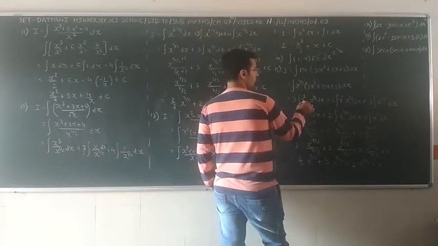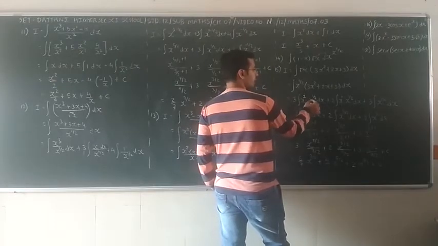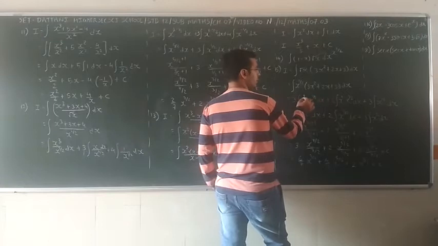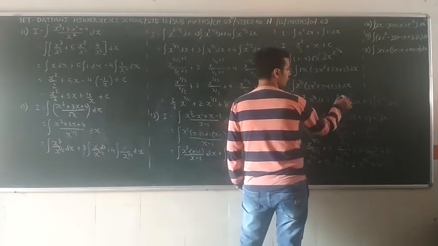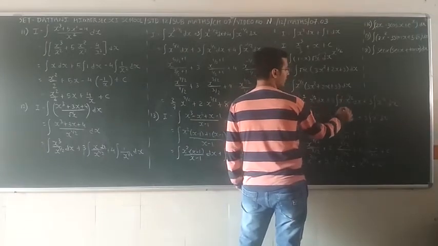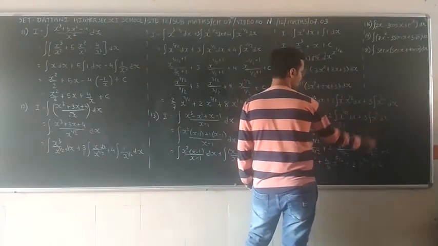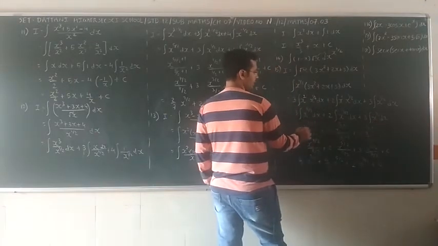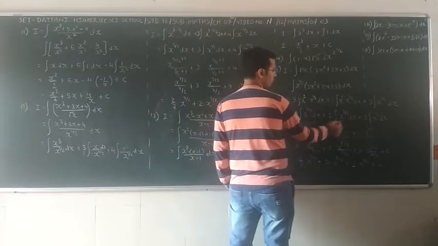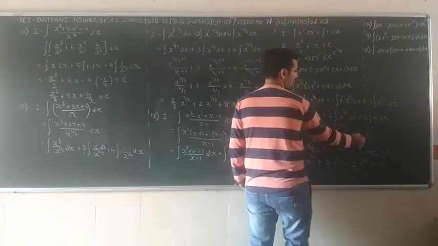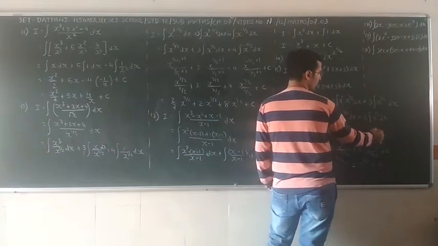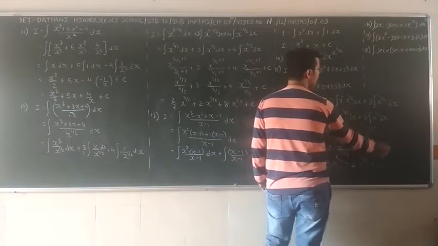3 as it is. The variables are the same in multiplication, so the exponents add: 2 plus 1 by 2, 2 twos are 4, 4 plus 1, 5 by 2. 1 two is 2, 2 plus 1, 3, 3 by 2 as it is. Integration: 5 by 2 plus 1 upon 5 by 2 plus 1, plus 2 x raised to 3 by 2 plus 1 upon 3 by 2 plus 1, plus 3 x raised to 1 by 2 plus 1 upon 1 by 2 plus 1, plus c.